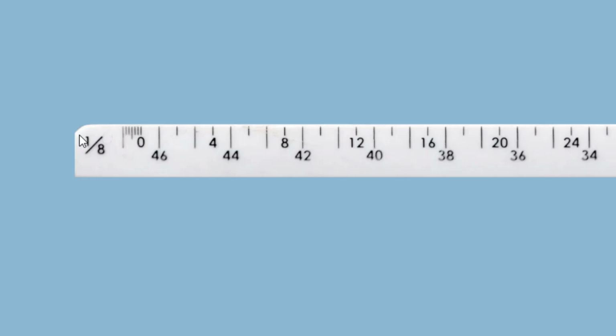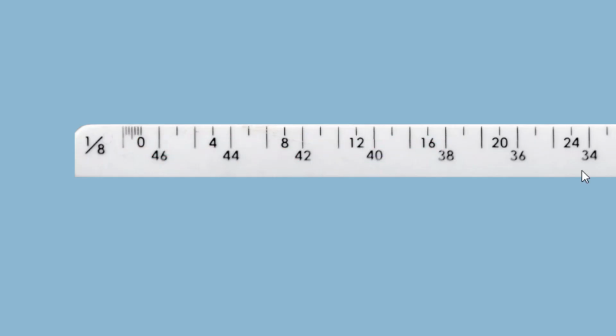Keep in mind that your 0 is not the edge of the scale, and your 0 is not the first line on the scale. The 0 is right here where it says the number 0. Notice that the 0 is in this upper row of numbers. The 0 is not part of these numbers down here.